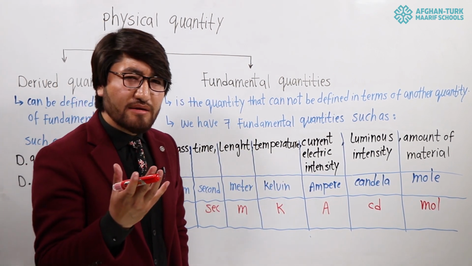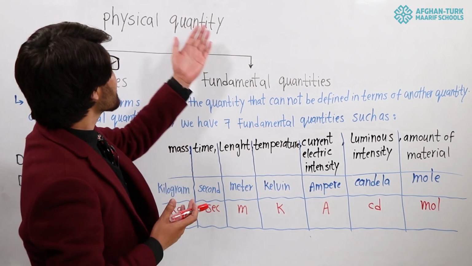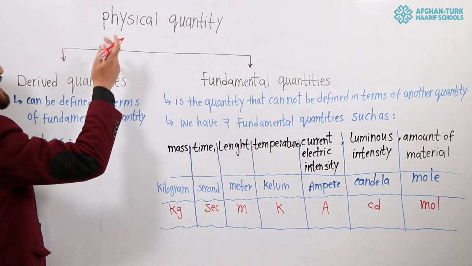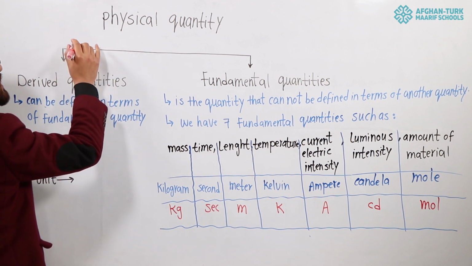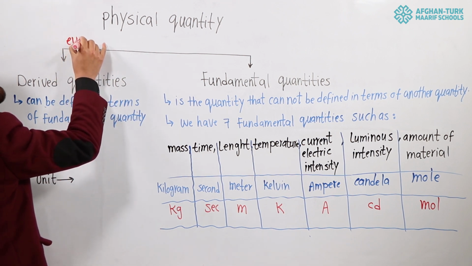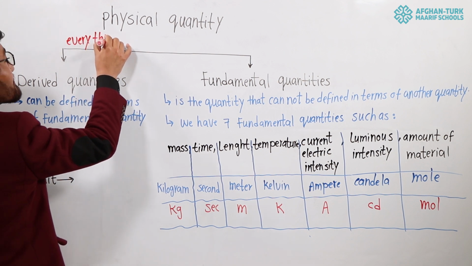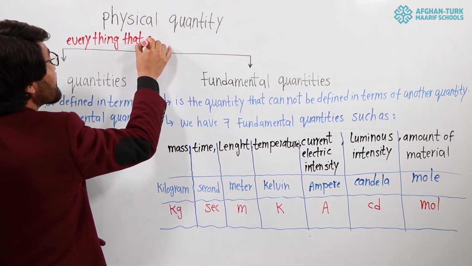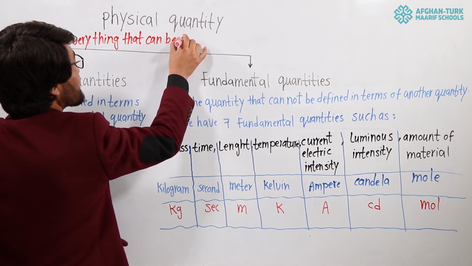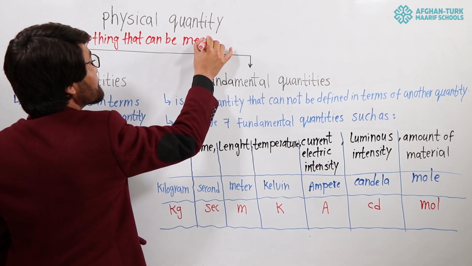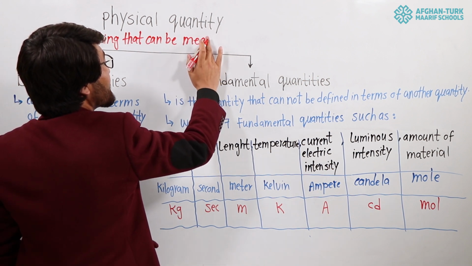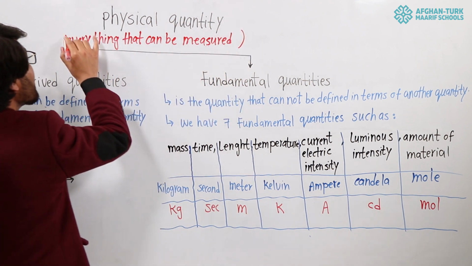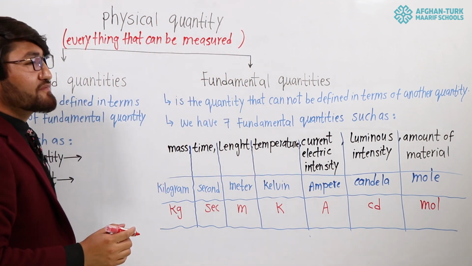Now I will tell you what is quantity. What is physical quantity? Who can tell me? Okay, I will tell you, don't be worried. Physical quantity: I will write, everything that can be measured is called what? It is called physical quantity.